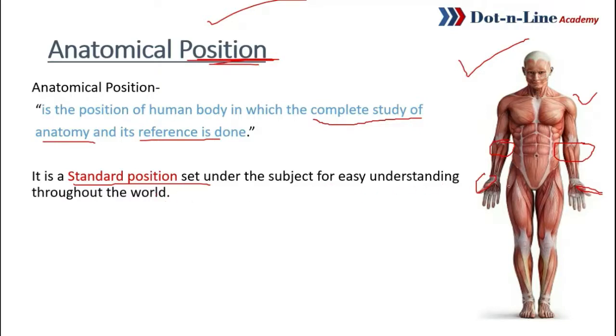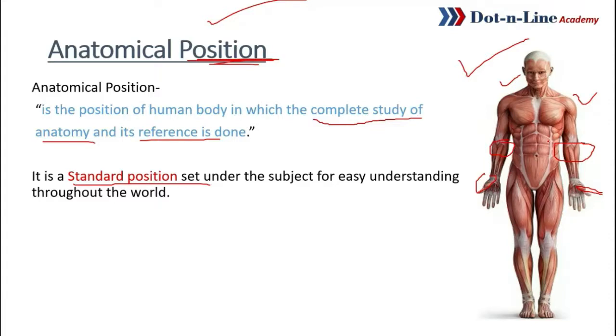What is meant by this is that it is a standard. The anatomical position is a standard position in which we will study anatomy. We will learn all the anatomy, everything. In every book, in every lecture, at every place, you are going to learn anatomy in this position. Why is it important?